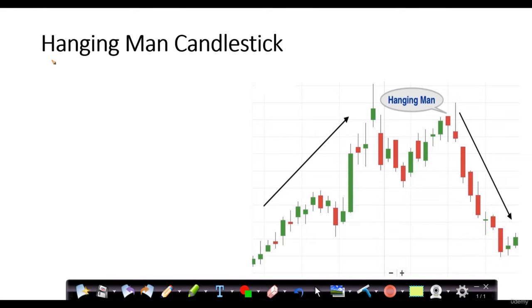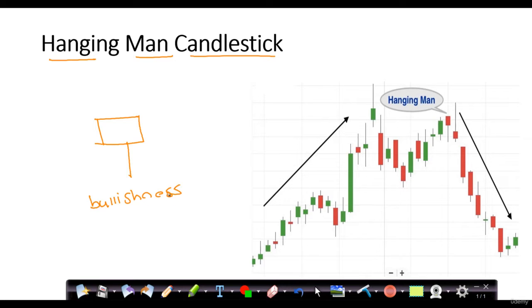In this video, we are going to discuss the Hanging Man candlestick. In the last video, we discussed the hammer candlestick, which looks like this. The hammer candlestick is a sign of bullishness, right?